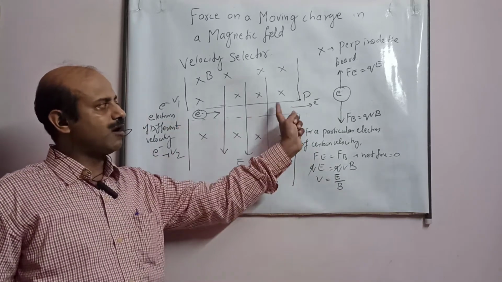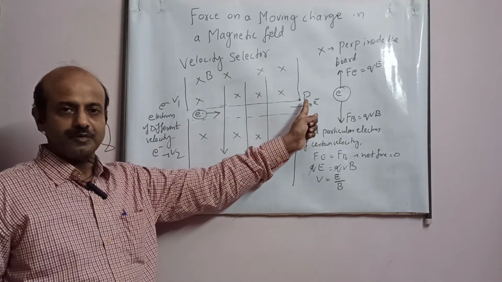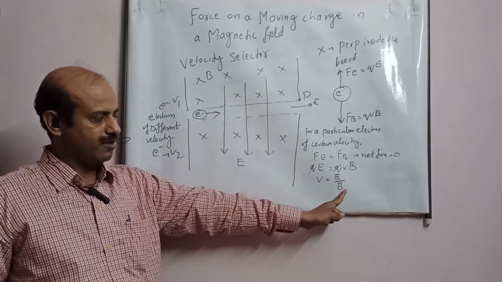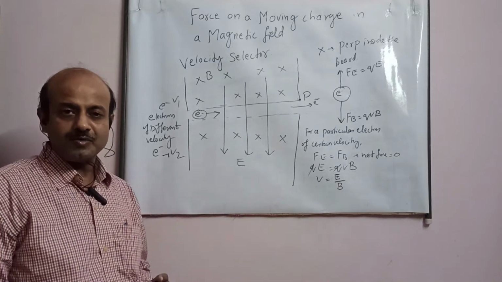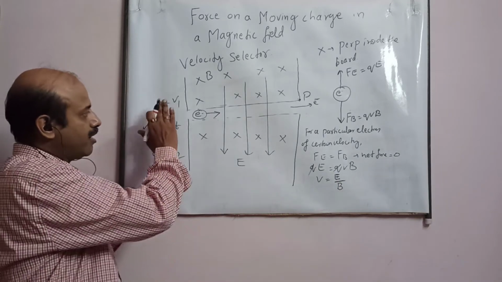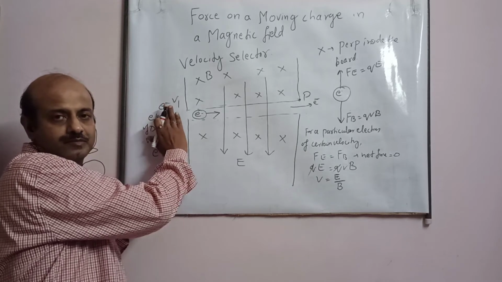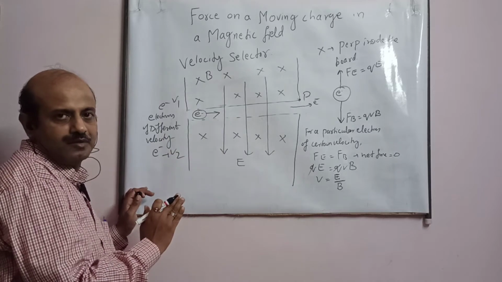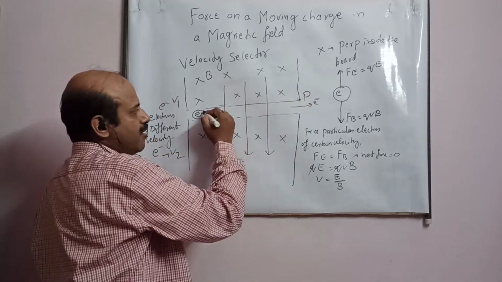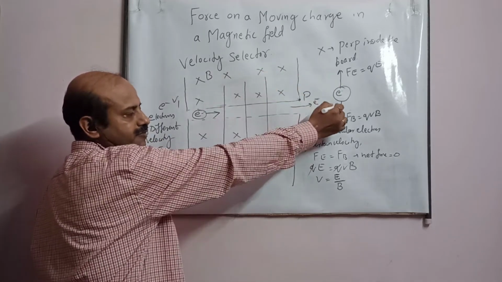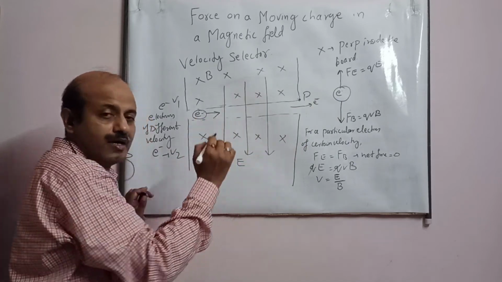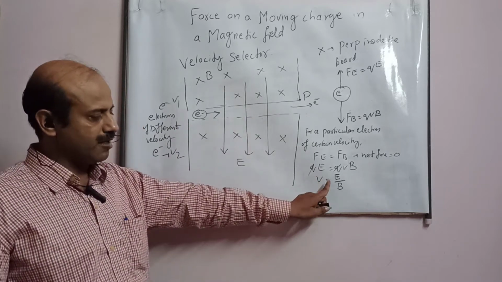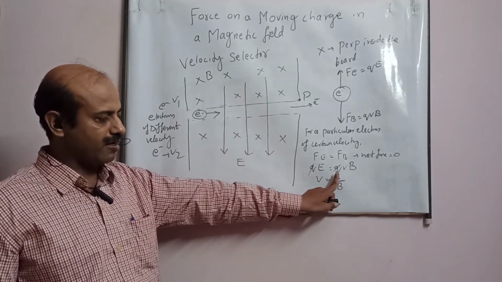And which electron will go out of the hole at P? Those electrons which have velocity equal to this ratio, E upon B. So what I said, student, in the starting, here we have electrons of different velocities. They are entering. So these electrons will follow different paths. If this force is higher, it will travel in the upward direction. If this force is higher, it will travel here. But only those electrons will travel straight whose velocity becomes equal to E upon B, meaning net force will become 0.